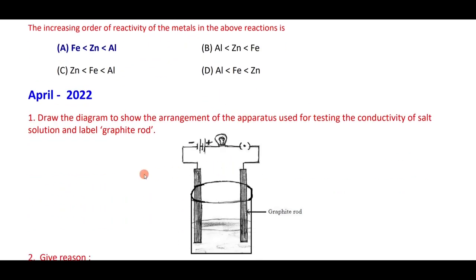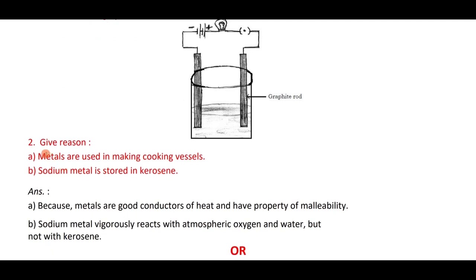Draw the diagram to show the arrangement of the apparatus used for testing the conductivity of salt solution and label the graphite rod. Testing the conductivity of salt solution, important diagram, do practice. Give reason. Metals are used in making cooking vessels because metals are good conductors of heat and have the property of malleability. Hence, metals are used in making cooking vessels.